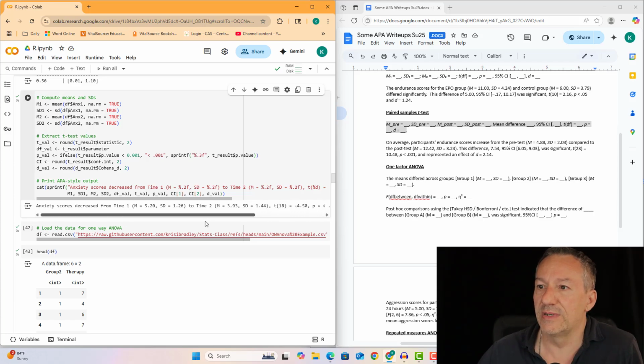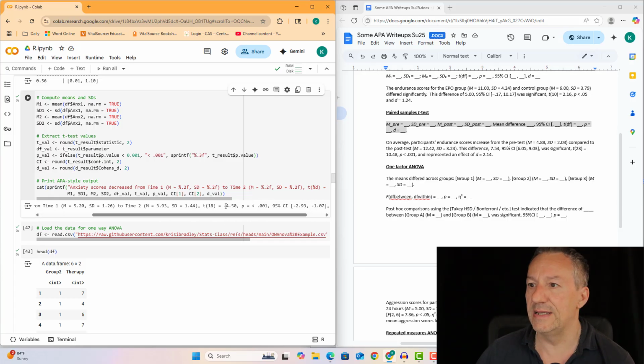Several of these things would need to be in italics, and we could actually get it to do that in R. I haven't done it right now, but it would be easy to fix. After this video is done, I'll go in and change that so it does do those. The M, the SD, the t, the p, and the d should all be in italics.